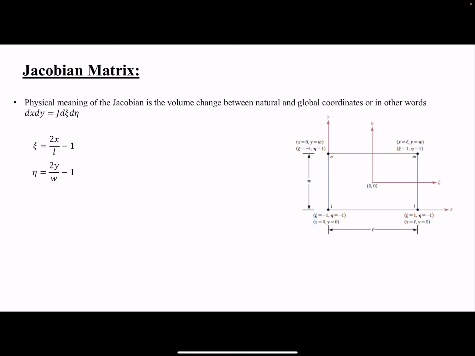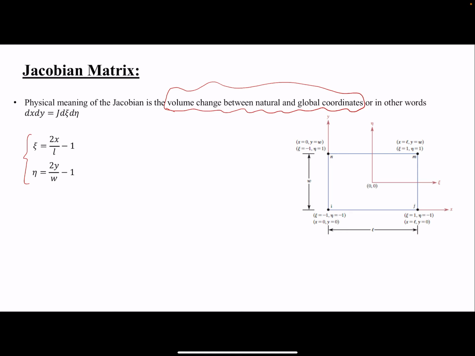So here, in addition to that equation that we have for the Jacobian matrix, it has a physical meaning as well. The physical meaning of the Jacobian is the volume change between natural and global coordinate. So that's the ratio of the volume that you find if you use your local coordinate to the volume that you find if you use your global coordinate. Let's look at that. That's the relation between our local and global.